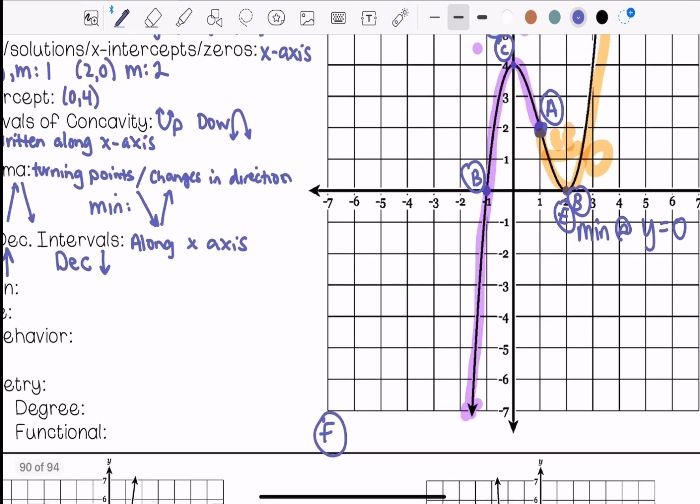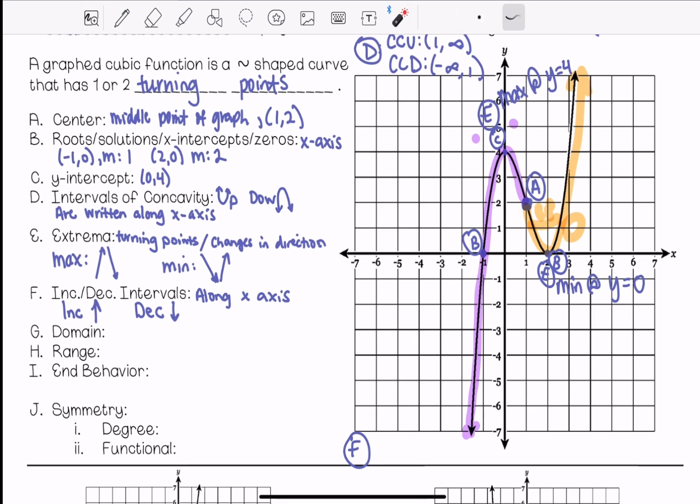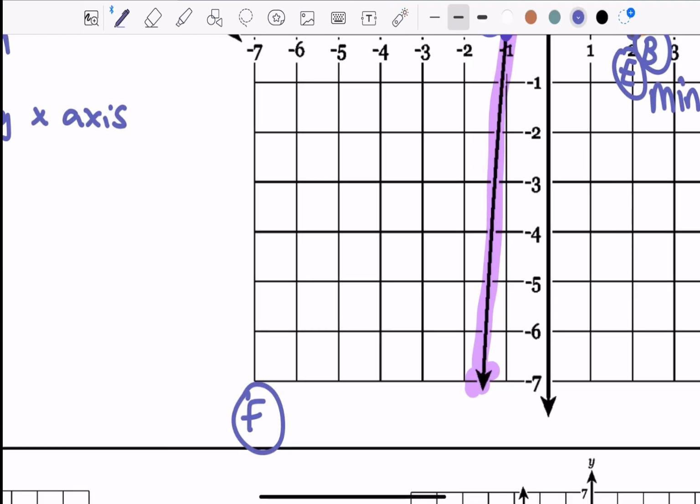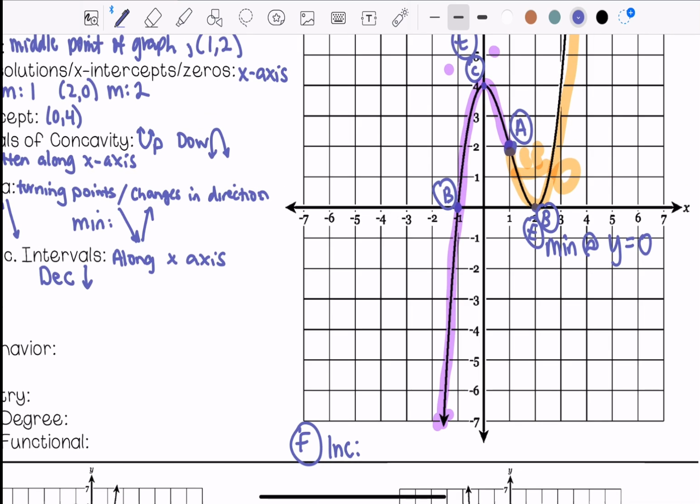I'm going to write these down here. That was F. So if you look at our graph here, it changes at the turning points. That's why they're called turning points. I'm increasing here until this turning point here, this max. And then I'm decreasing until this min here, and then I'm increasing again. So we have 2 sections or intervals of increasing and 1 interval of decreasing. So I'm going to do increasing first because there's more of it.